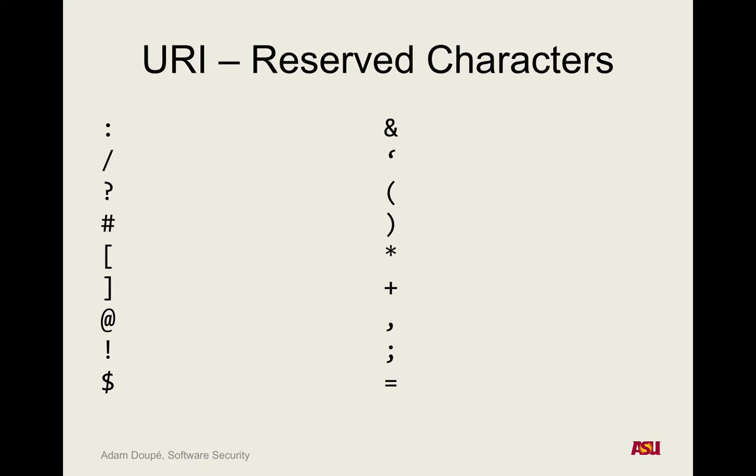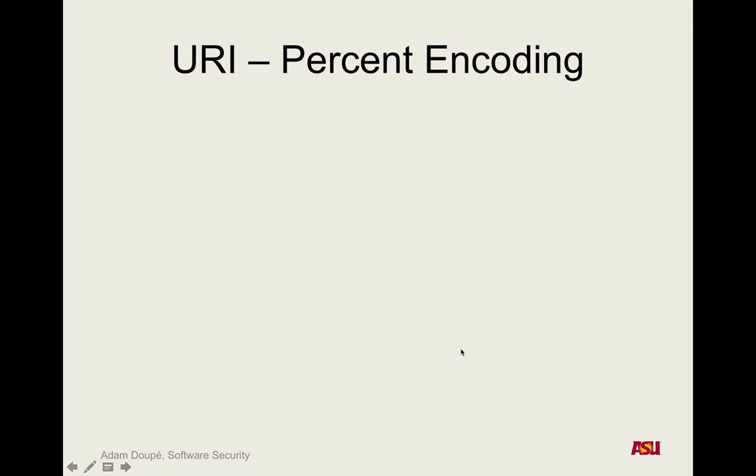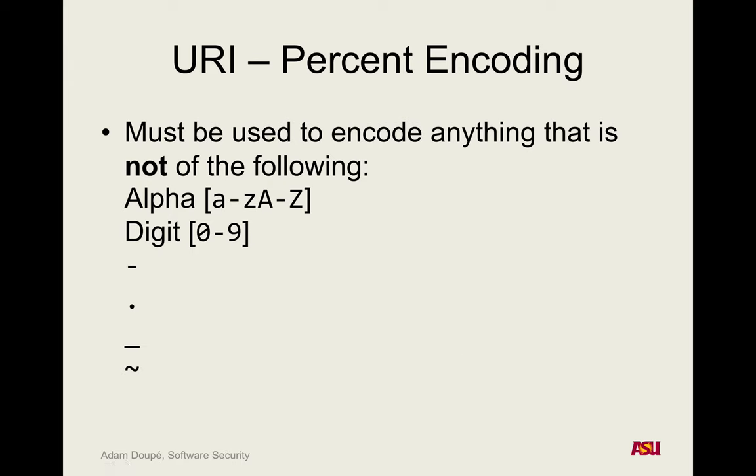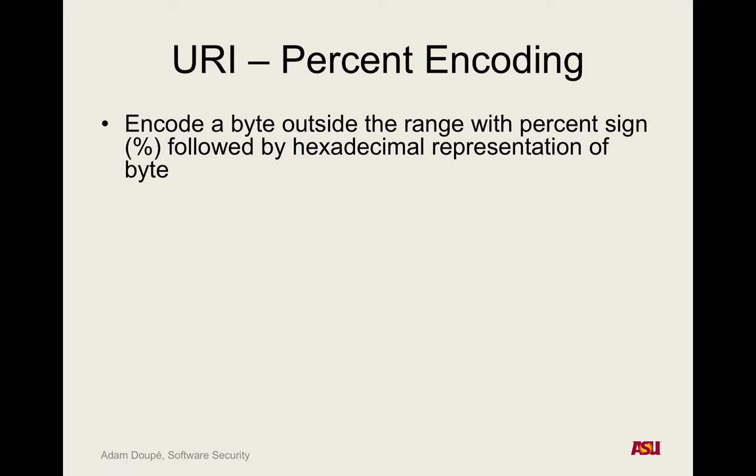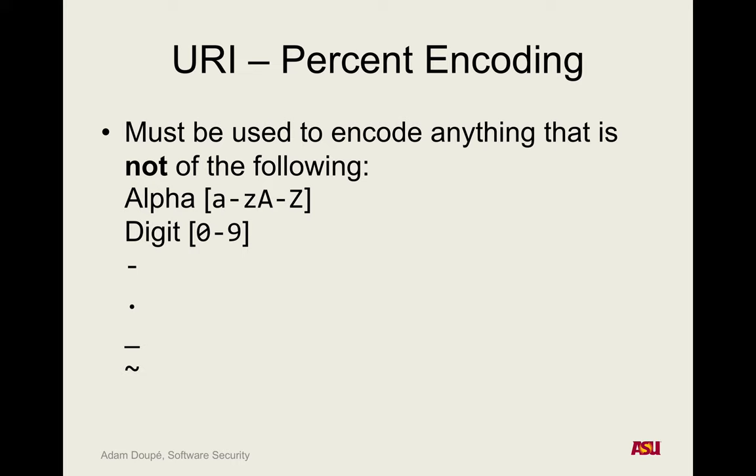So in URIs, they have used the percent symbol. So these are all the reserved characters, and I believe percent should be on here. I don't know what's up. So you can basically percent encode anything. And you must do it to encode anything that's not alphabetic, digits, dash, dot, underscore, or tilde. So the idea is, it's actually pretty easy. You do percent, and then a hexadecimal representation of the byte. So for instance, a space character is not alphabetic, it's not a digit, it's not dash, dot, underscore, or tilde. So if you want to include a space in your URI, you do percent 20, because hex 20 is the ASCII value for space.